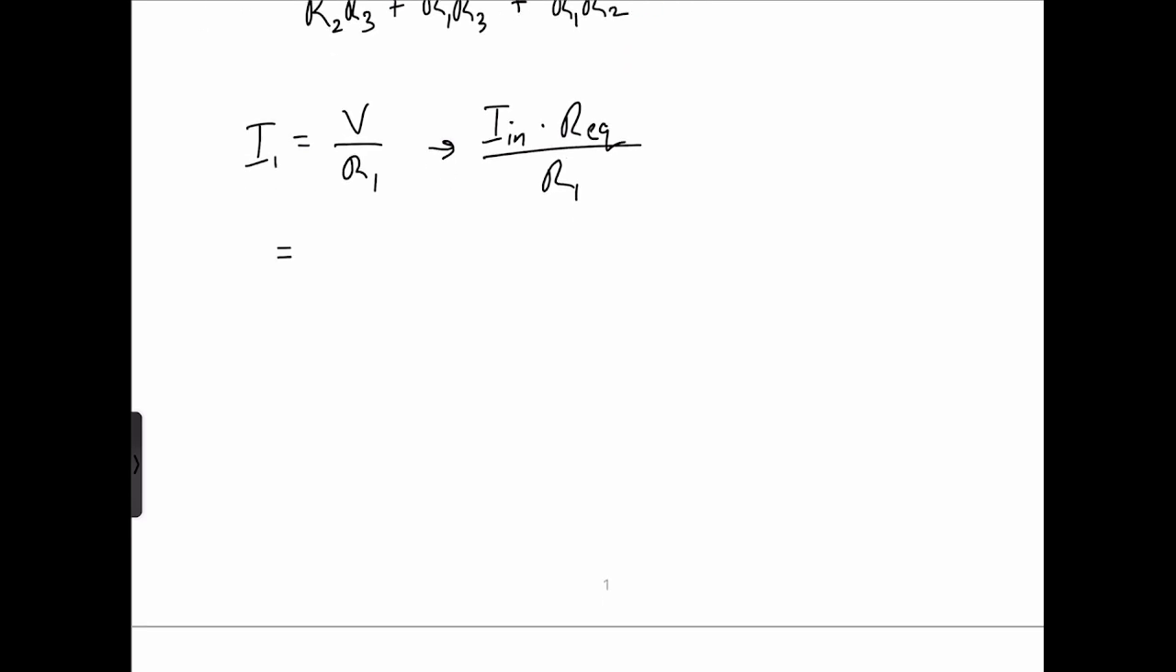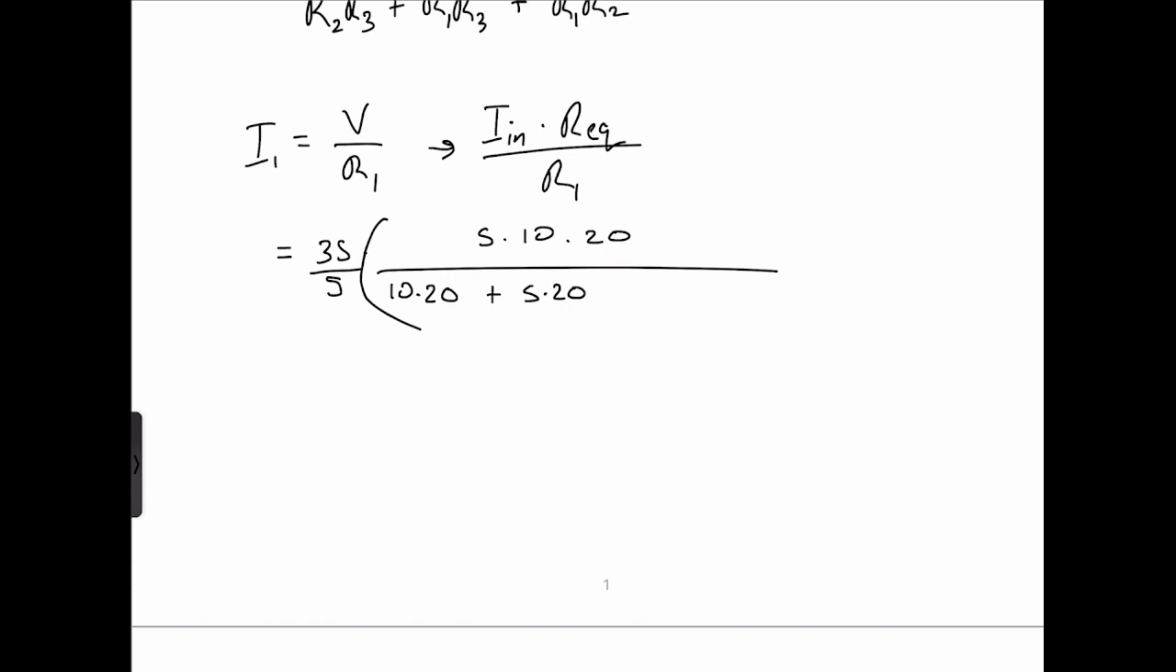So for the input current, we can just use the values: 35 times R equivalent, divided by R1. R1 is 5 ohms. So then we have 5 times 10 times 20 over 10 times 20 plus 5 times 20 plus 5 times 10. And that will give us a current of 19.9997 amperes. So that's the current through R1.